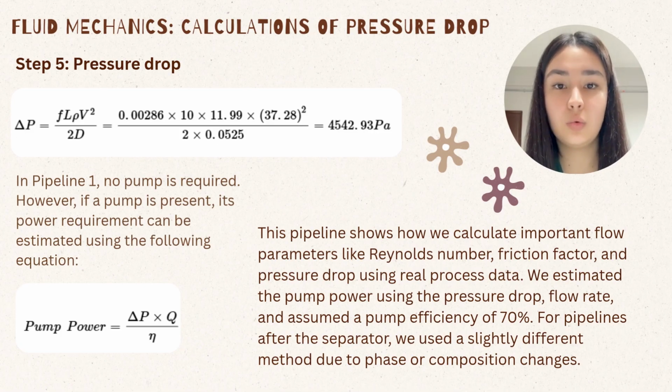Pipe 1 doesn't require a pump, but for the pipes that do, we estimated the pump power using the pressure drop, flow rate, and assumed pump efficiency of 70%. For pipelines after the separator, we used a slightly different method due to the phase and composition changes. All formulas, calculations, and steps you can refer to in our slides or report.